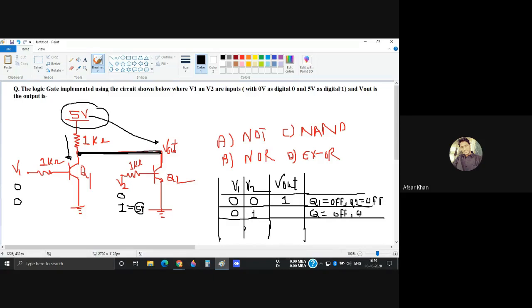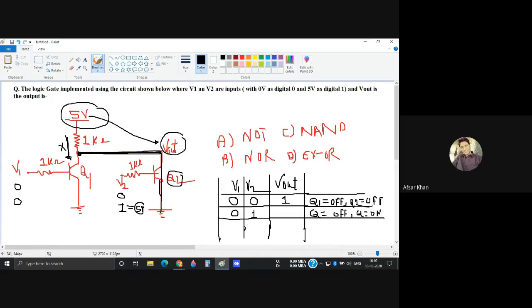Now Q2 will be on. If any transistor is on, and Q1 is off in this case, current will not go through here. But Q2 is on, which means current will go here. Yes or no, students? Yes, sir.